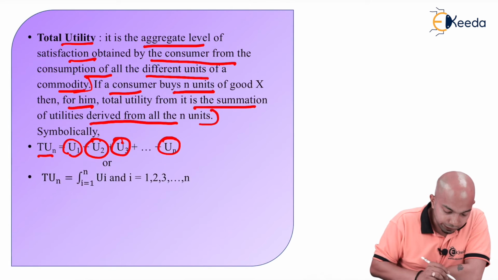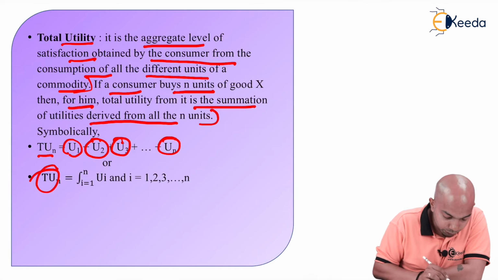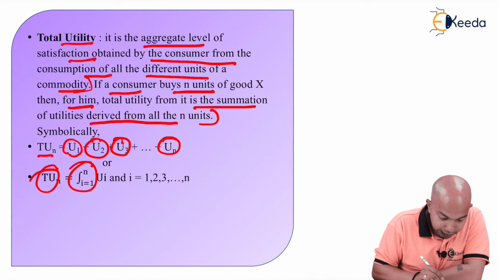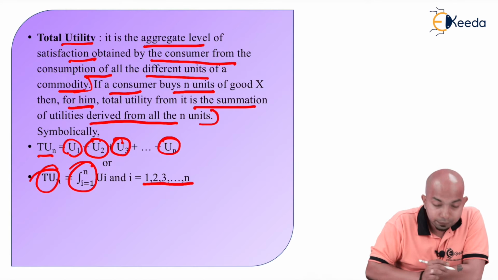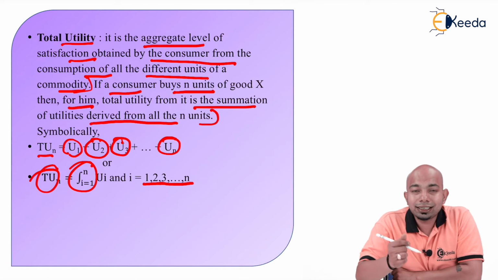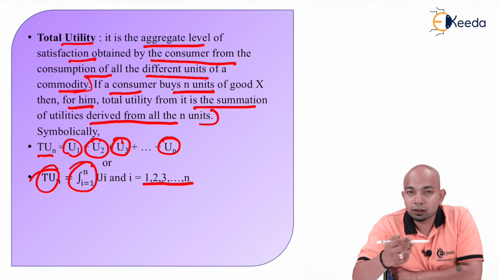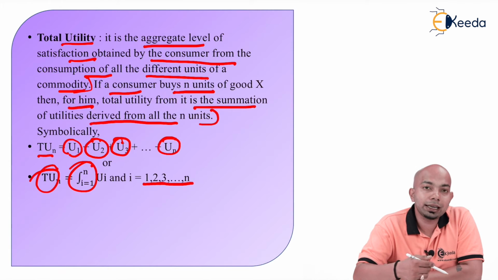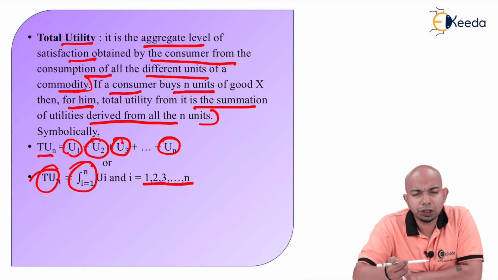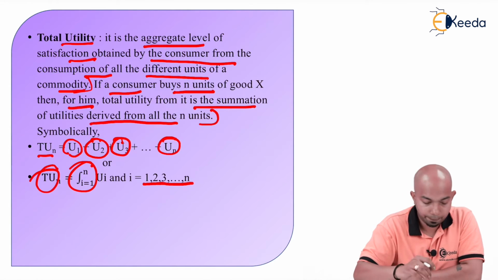Or the next thing that we can think of is TUn is equal to the integral of Ui, that is utility, where i is equal to 1, 2, 3 up to n. That means this just gives you the basic thing. Symbolically, you can either write it like a summation, or you can figure out the answer like this. This is the integration part of it. You don't need to pay much attention, but this is a symbolic thing that has been explained here.